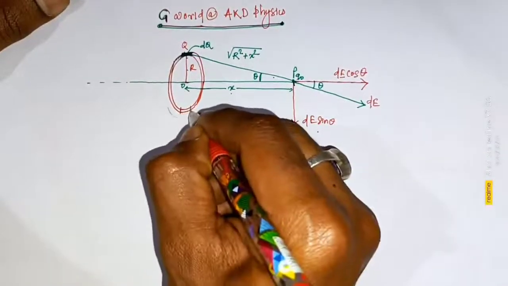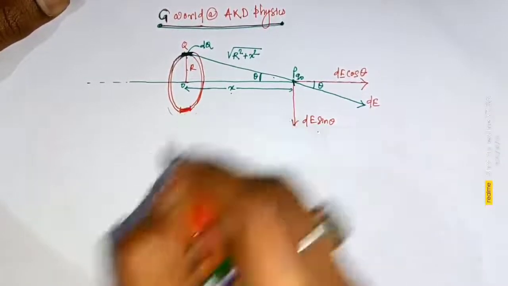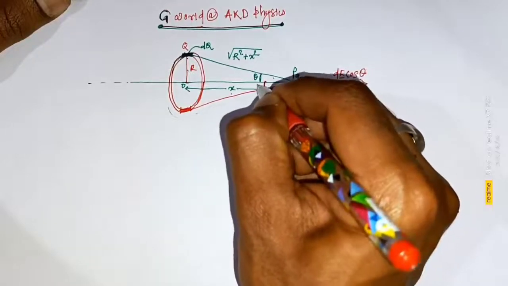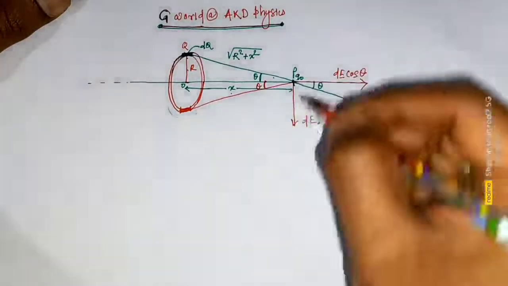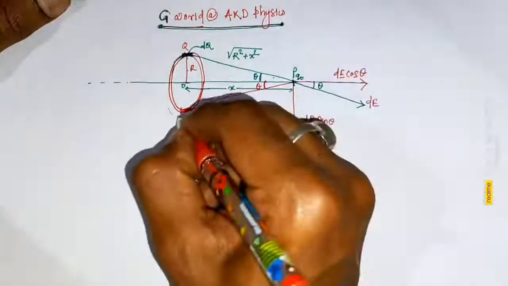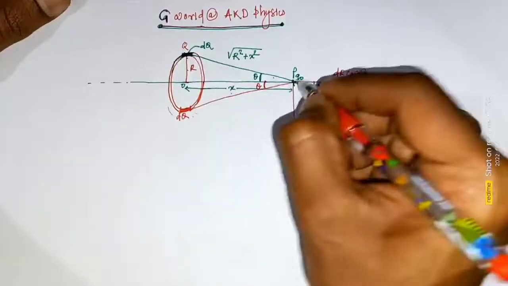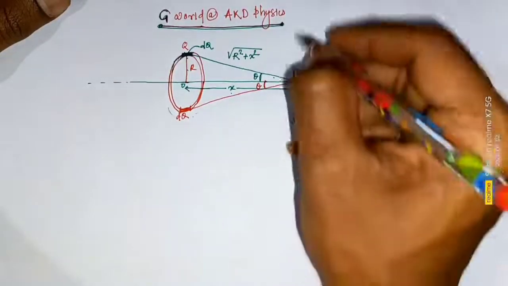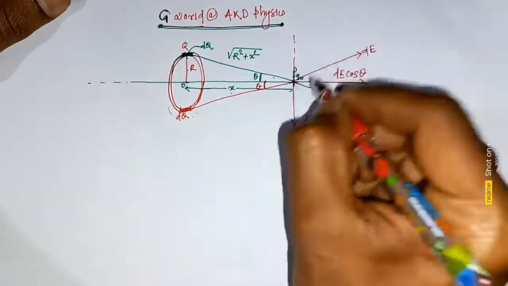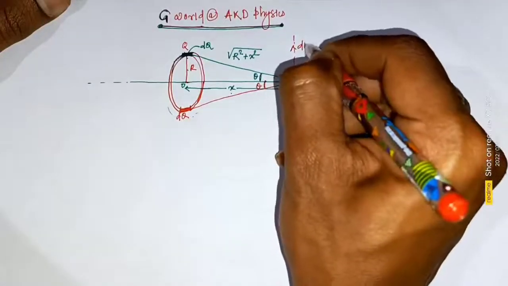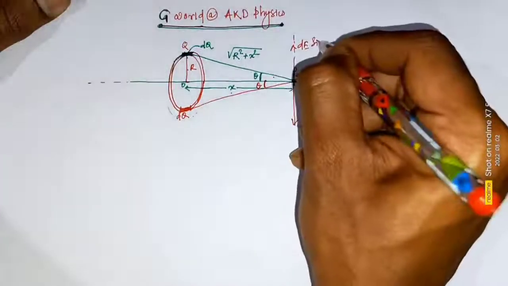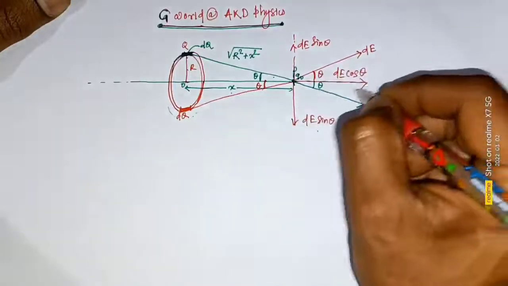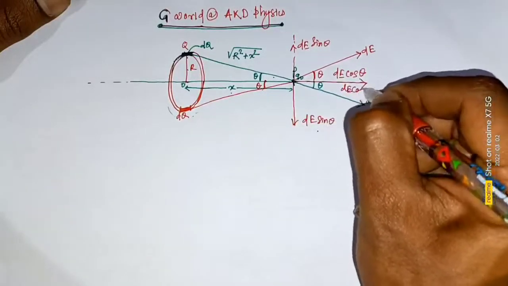Similarly, if I consider a very small element here, and connect like this, making this angle theta, I can think this is dq now. Positive, it will repel like this. So there will be two components. This is dE sin theta. If this angle is theta, this angle is definitely theta. And this is dE cos theta.